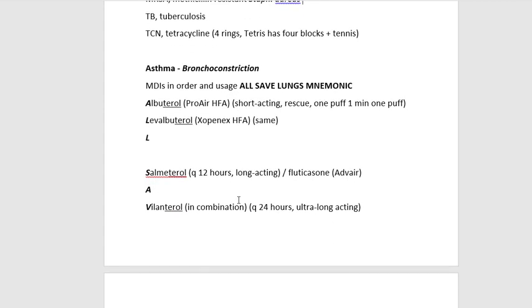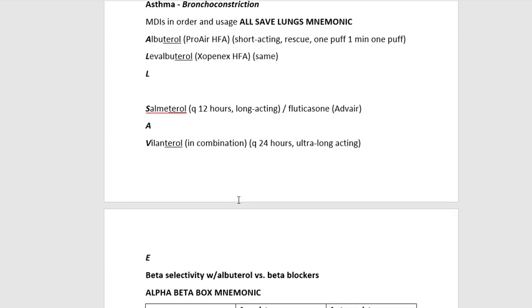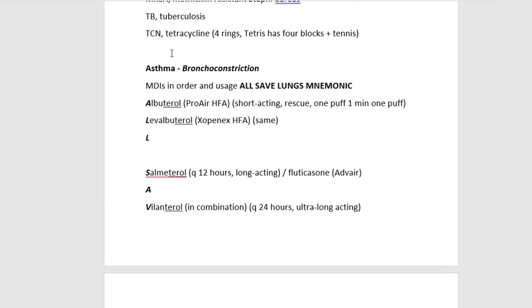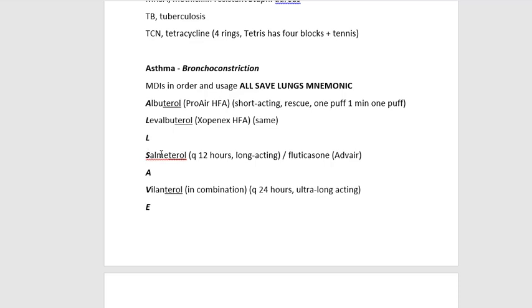Okay. All right, well, let's start with asthma and bronchoconstriction. I pushed my mnemonic down a little bit, so I don't like that. Let's bring it up one. Okay. So asthma or bronchoconstriction or bronchospasm is one of the components. The other component is inflammation, and we'll talk about treatments for that in a little bit. But what we want to know is what are the metered dose inhalers that we can use to help with this bronchoconstriction. So an MDI is a metered dose inhaler.